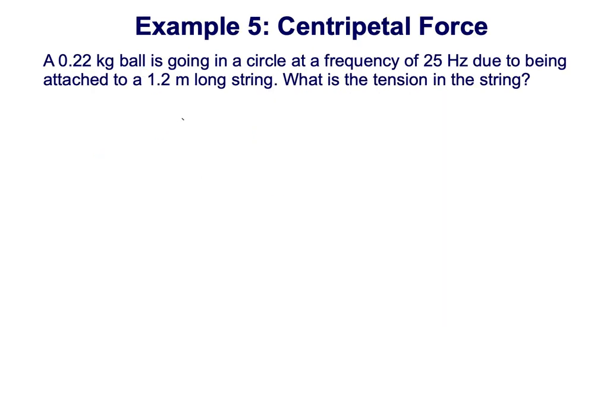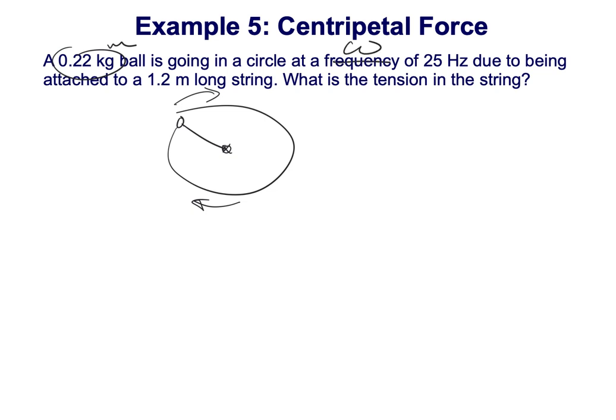Okay, in this problem, we have a ball. Here's the top view of the ball. He's going around in a circle. Here's the center of the circle. And he's spinning around in the horizontal circle. Okay, so there's the mass. Frequency, okay, that's omega, remember? Revs per second.